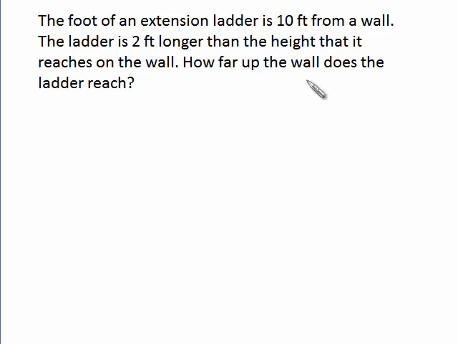Well, if you read through this, we have the shape of a right triangle. So I'll go ahead and draw my right triangle. And you'll see that my ladder is here, leaning up against my wall. And so this makes a right angle.